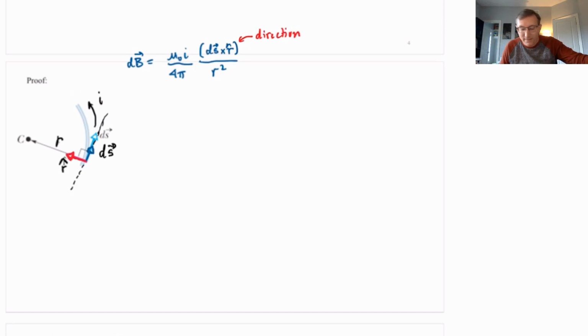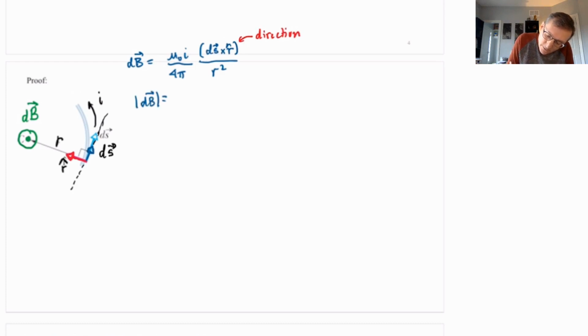And I do the two-pen method with the blue pen for ds and the red pen for r hat. And I push ds on top of r hat, and my thumb points towards me. So that means the dB at point C is coming out of the screen towards us. So draw the dot encircled at point C. Don't draw it anywhere else, but at point C. That's where we're finding the field. That's going to be true, by the way, for every little ds in the arc, that the dB at point C will be coming out of the screen. So now we just focus on the magnitude of dB.